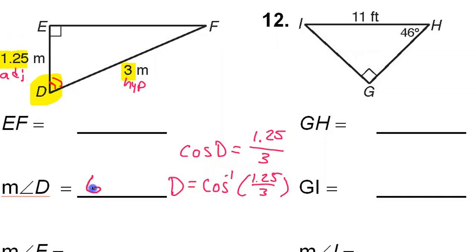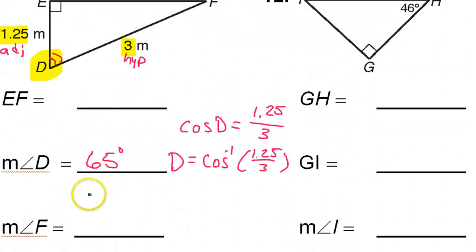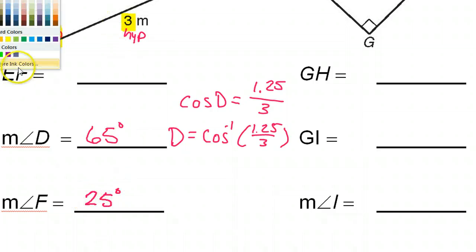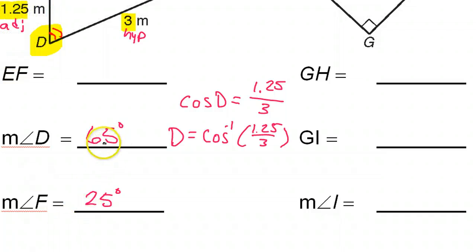Okay, so angle D is approximately 65 degrees. That means the other angle, because these have to add up to 90 degrees, must be 25 degrees. How did I get the 25 degrees, you ask? Well, just take the first angle and subtract from 90. So I'm doing 90 degrees minus 65 degrees, and that's how I'm getting 25 degrees.